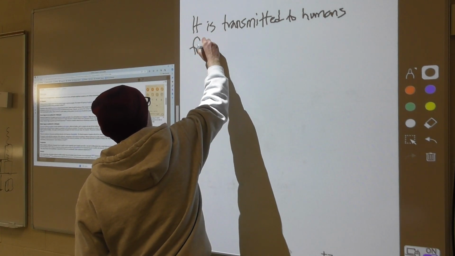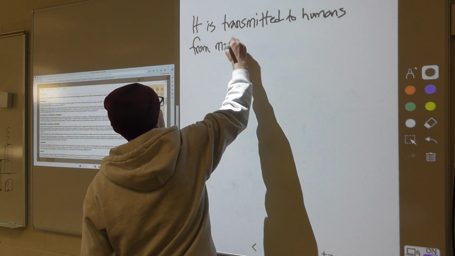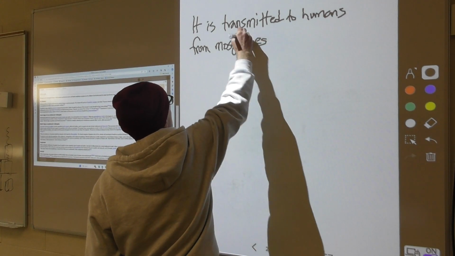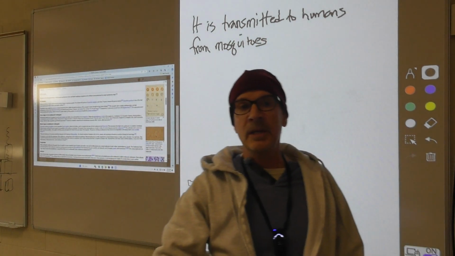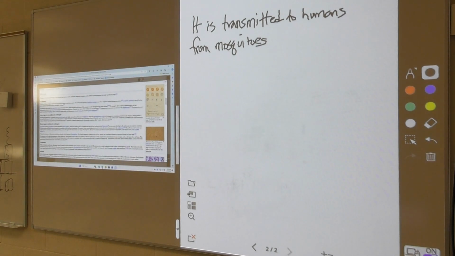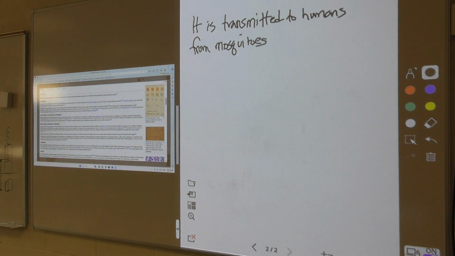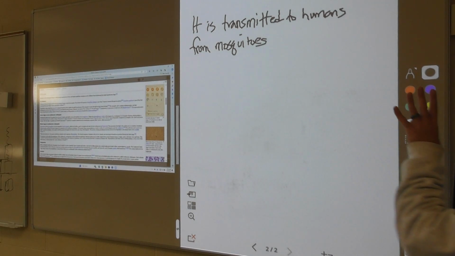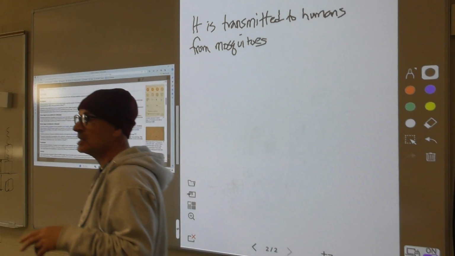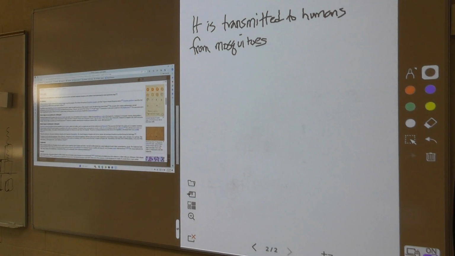from mosquitoes. Are we supposed to write that down? That's one of our two adaptations. So it is transmitted to humans from mosquitoes. It has evolved the ability to be taken into one organism and put into a different one. That's a pretty crazy way of ensuring that you stay alive.